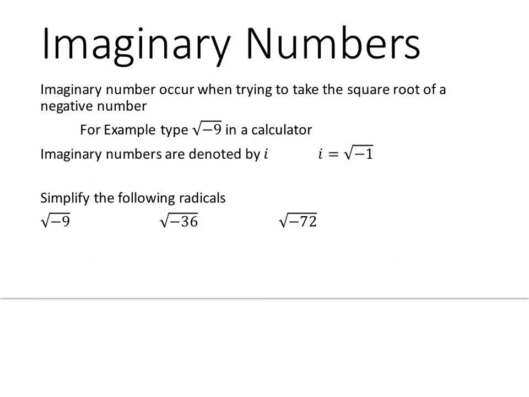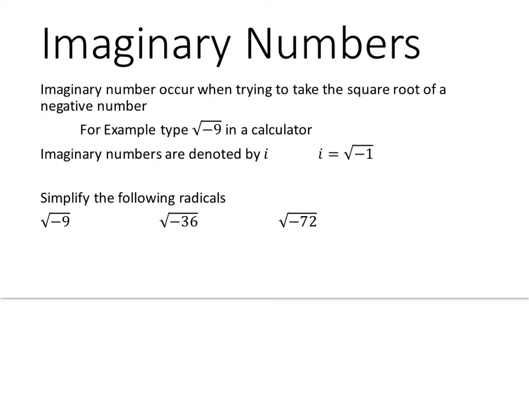So imaginary numbers occur when you're trying to take the square root of a negative number. If you notice in everything we've done so far, all of the square roots have been positive. For example, I would like for you right now to type in the square root of -9 in your calculator and see what happens. Your calculator should tell you that it's impossible. It'll give you an error. So the way that we kind of went around that is by coming up with these imaginary numbers.